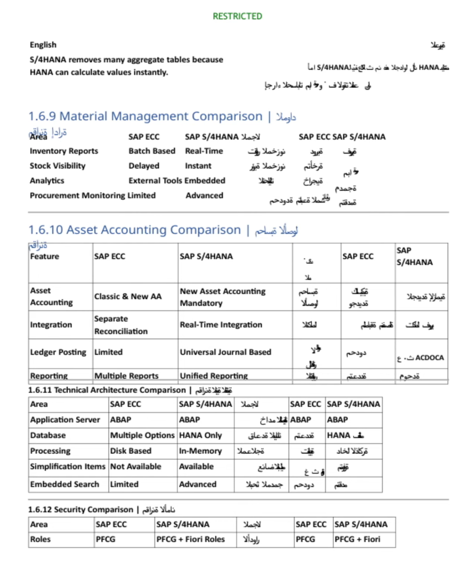This slide dives into the key differences between SAP ECC and SAP S/4HANA across several areas. We see how roles evolve from just PFCG to including Fiori roles, enhancing user experience. The technical architecture shifts from disk-based processing to in-memory, thanks to HANA, which boosts speed and simplifies data handling. Asset accounting moves from classic methods to a mandatory new approach with real-time integration and unified reporting. Material management also benefits, with advanced procurement monitoring and instant analytics replacing batch-based delays. It's a clear picture of modernization and efficiency gains.